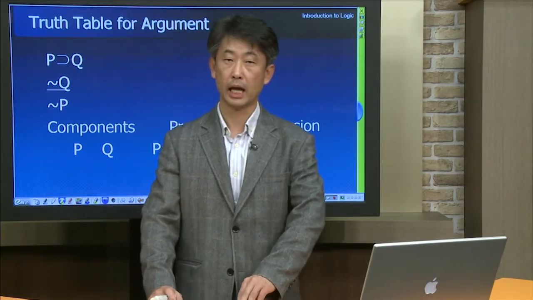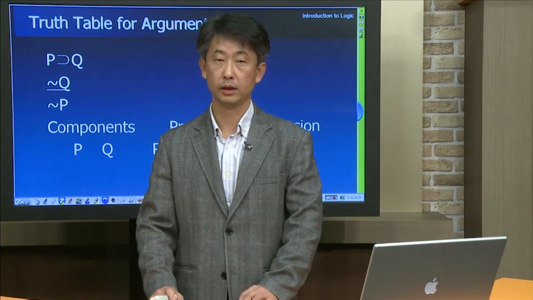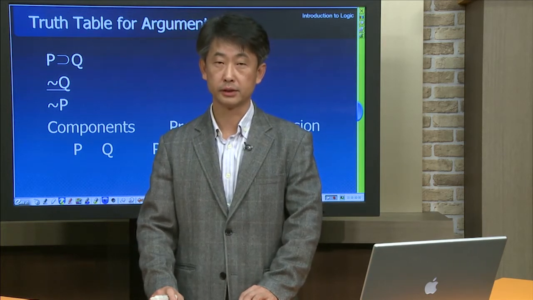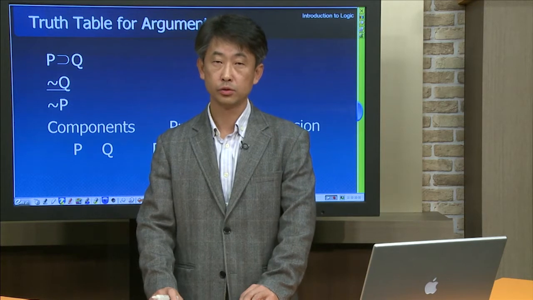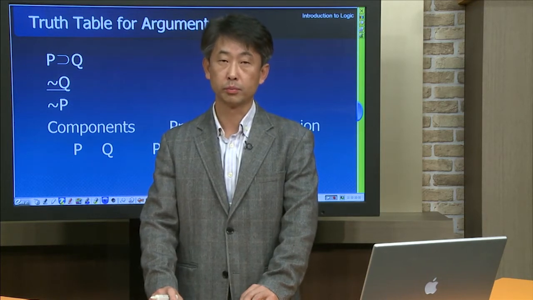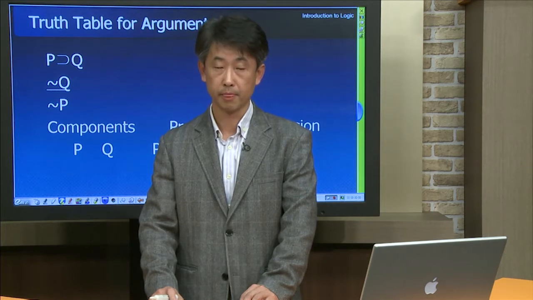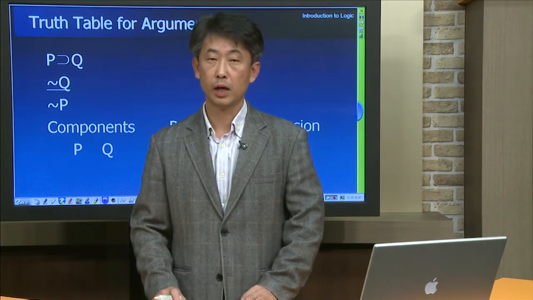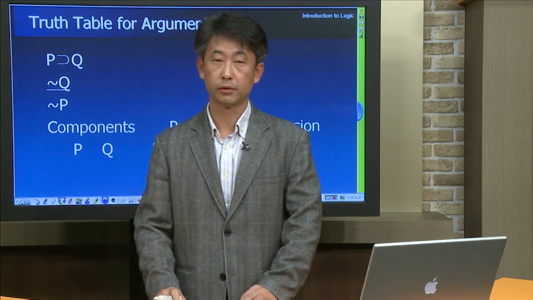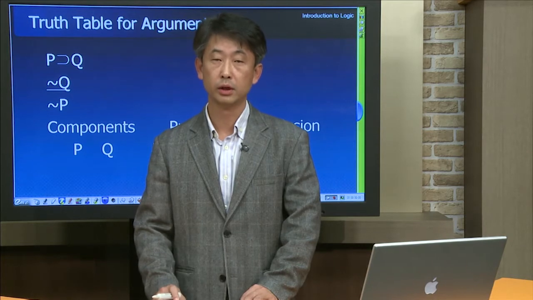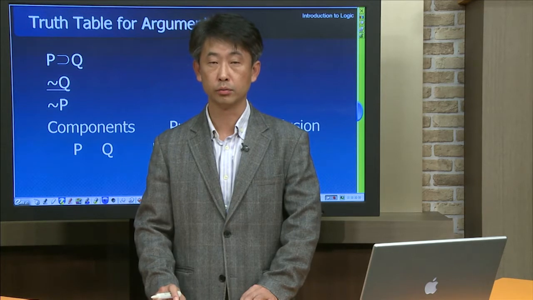Hi. Last week, we learned how to construct a truth table for a particular sentence. This week, we will work on the problem of constructing truth tables for arguments. If you know how to construct a truth table for a particular sentence, there shouldn't be any problem doing the same thing for the whole argument, because an argument is nothing but a set of sentences.